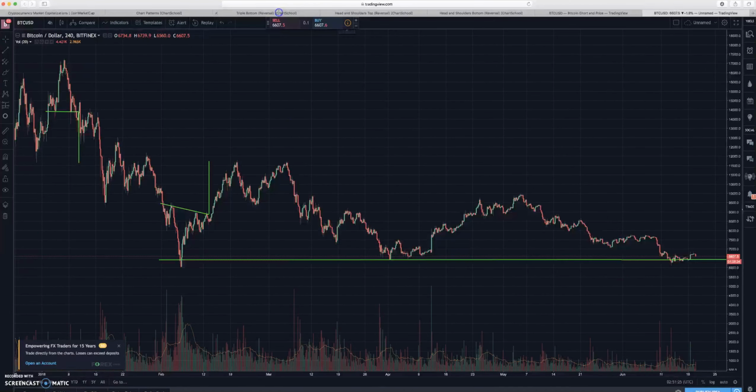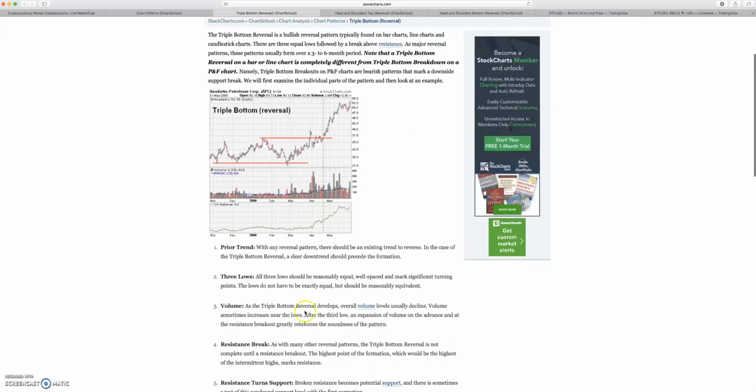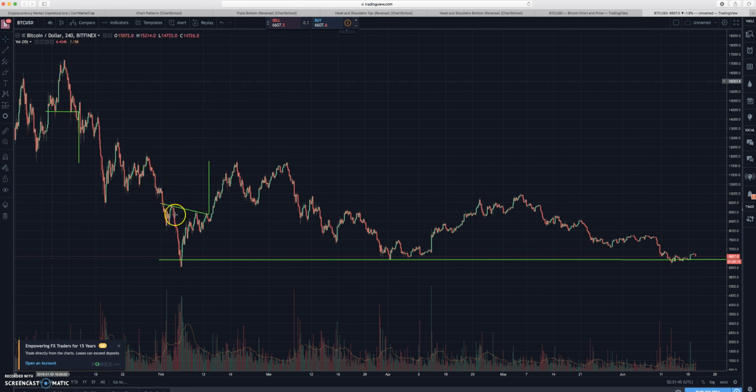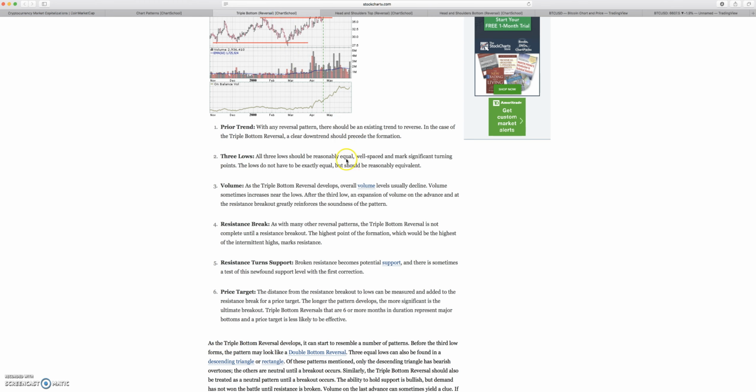And if we go back to the triple bottom reversal, it says you need to have these 6 different triggers, right? You need a prior trend. With any reversal pattern, there should be an existing trend to reverse. In the case of the triple bottom reversal, a clear downtrend should precede the formation. What are we seeing? We're definitely seeing a severe downtrend where this initial bottom could be the start of our triple bottom, right? I hope that makes sense. You need 3 lows. All 3 lows should be reasonably equal, well spaced, and mark significant turning points to the lows that we initially saw.